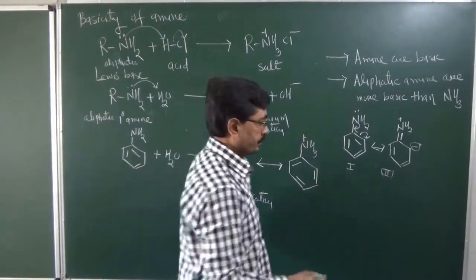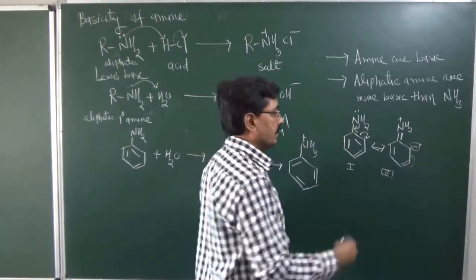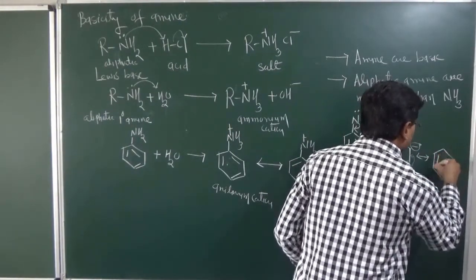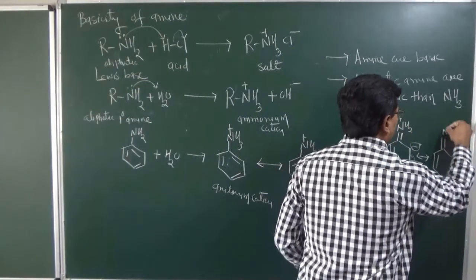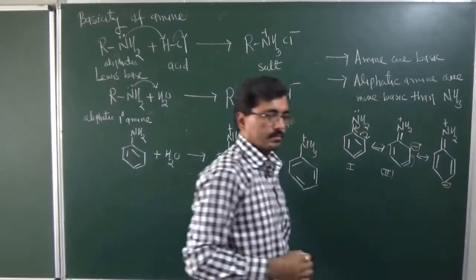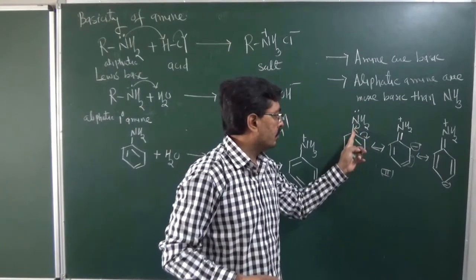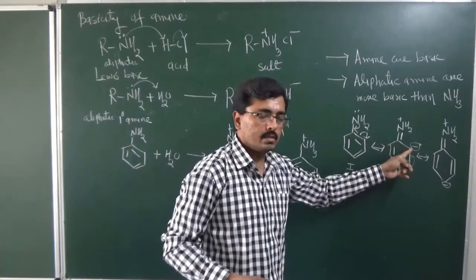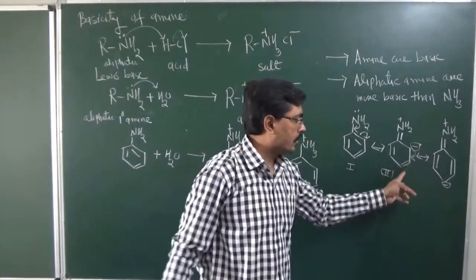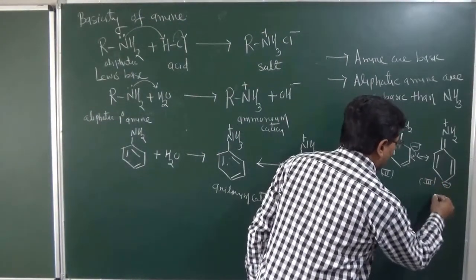Now further, suppose this bond is broken and the electron pair transfers here, then we get another resonating structure, and we can write this structure in this way: double bonds remain as they are, NH2 plus, and here we are getting a negative charge. Nitrogen has given its electron pair to carbon, so this bond is broken and the electron pair comes on this carbon. Now this carbon gives the electron pair to this carbon, and the bond is broken, and the electron pair comes on the para position. So now this is the third resonating structure.